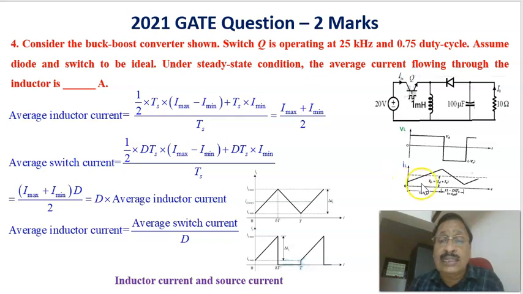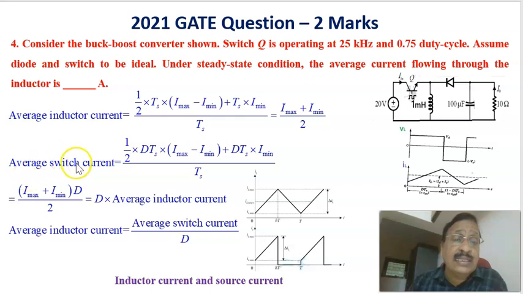Now below that there is a certain area, that is nothing but I minimum into TS. Therefore, I minimum into TS, then that will be the total area. That area is to be distributed over this time period TS, that is divided by TS. Then you will get it equal to (I max plus I minimum) divided by 2. That is the average current through the inductor.